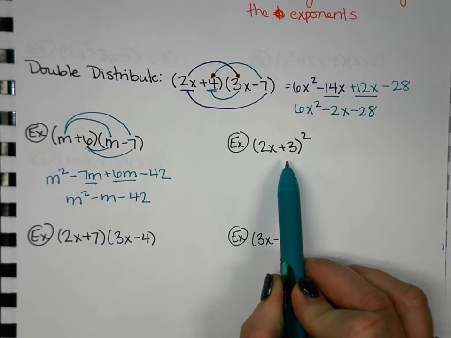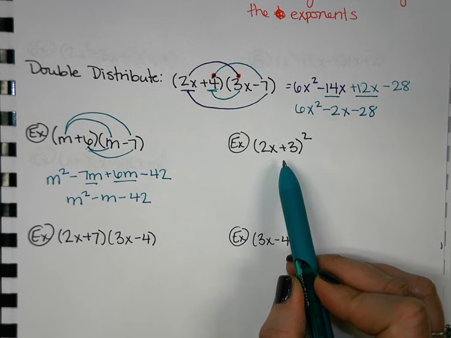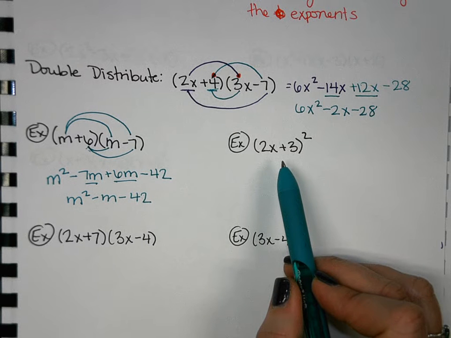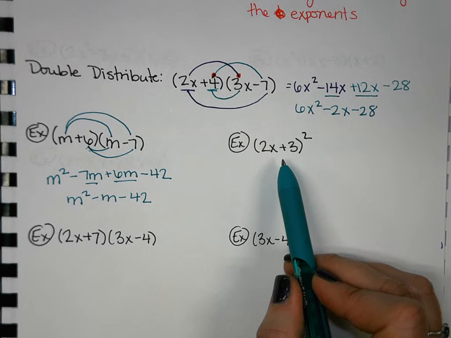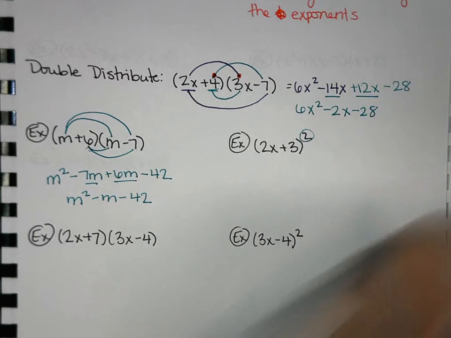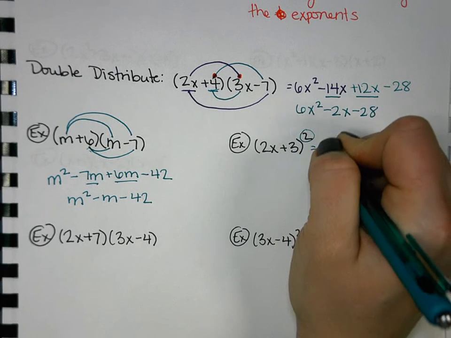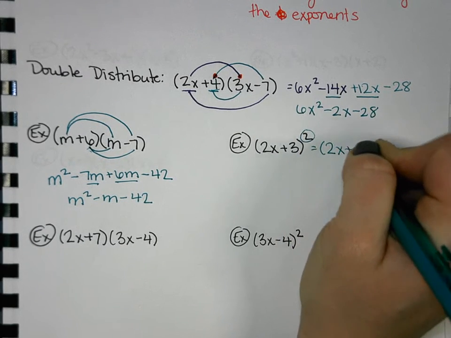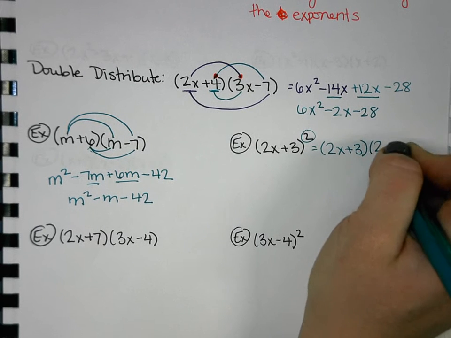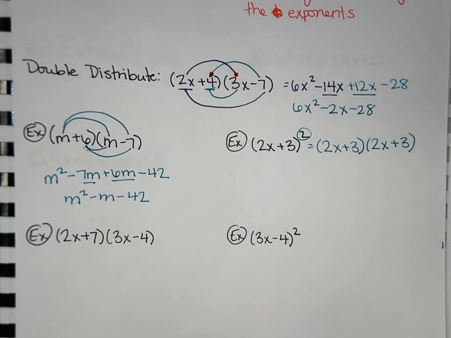Okay, so if we look at this next one, do we have 2 binomials? It doesn't look like it, but we actually do. Because what does the squared mean? It means you have 2 of them. So whenever you see something squared, expand it out to what it means. 2x plus 3 times 2x plus 3. That's what the squared means. So once you expand it out, you have your 2 binomials.